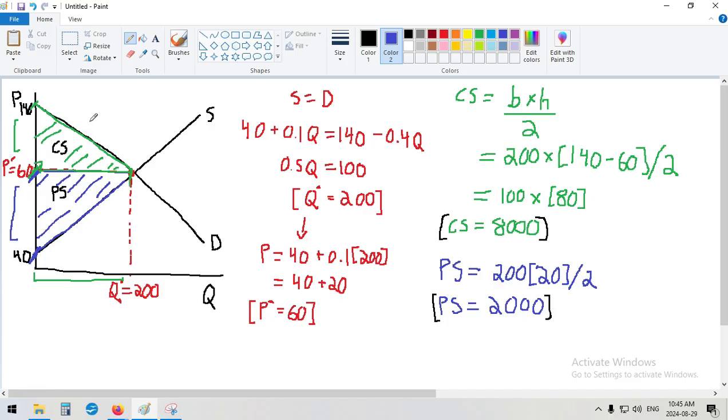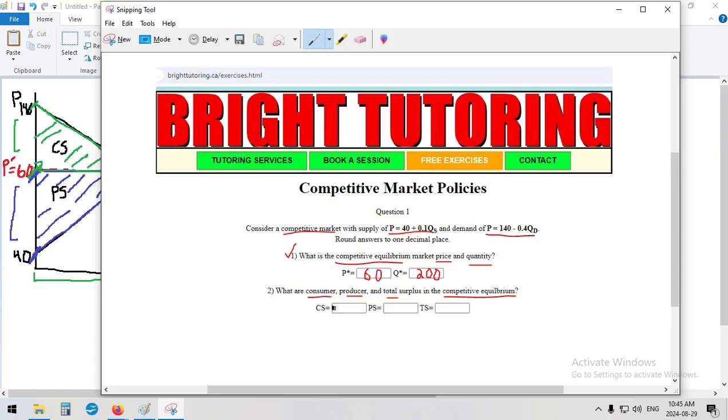And then in total, we know that total surplus is consumer plus producer surplus, so all we have to do is add them up. We have 8,000 plus 2,000, so that's going to be 10,000. So going back to our question here, your consumer surplus is 8,000. Producer surplus is 2,000. And total surplus is 10,000. And that's how you complete that question.